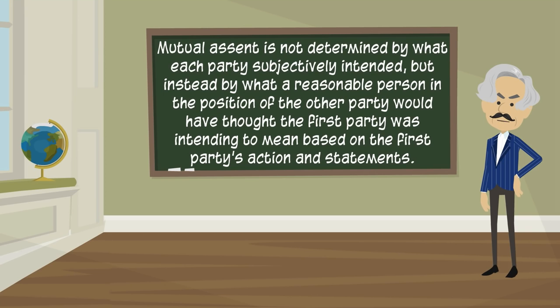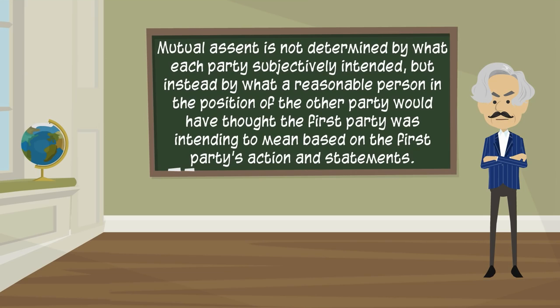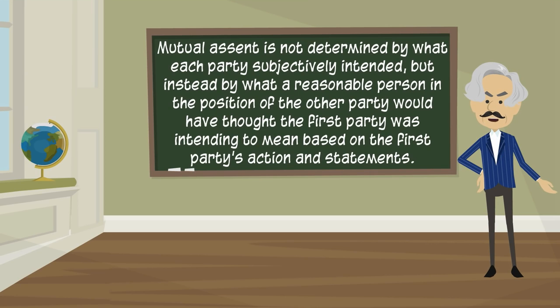Now class, remember, with mutual assent, if you can demonstrate to the court that you truly believe that someone was making you an offer based on their actions and statements, then their offer was valid. But also, if the case was switched and he was serious about selling and you were joking about buying, then he would have to demonstrate to the court that based on your actions and statements that he truly believed that you were accepting his offer, and the court would rule in his favor.